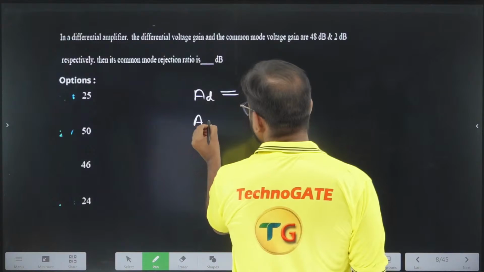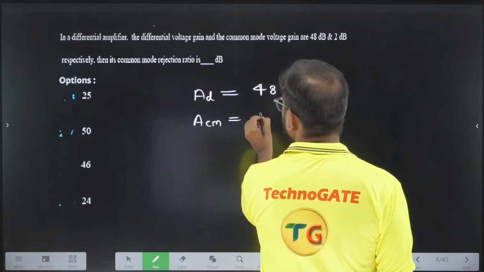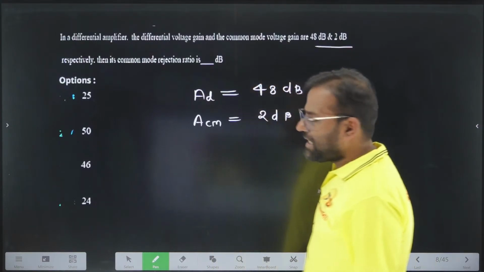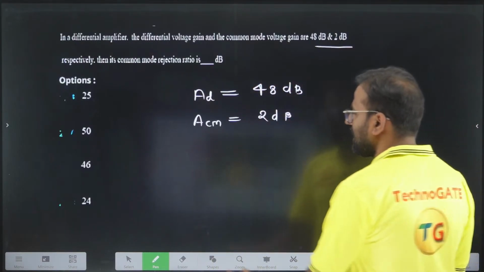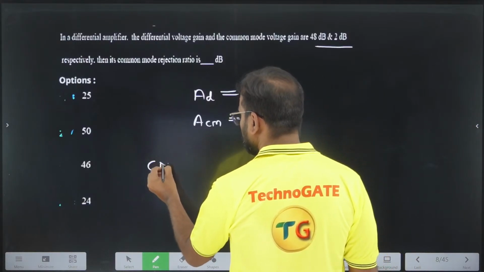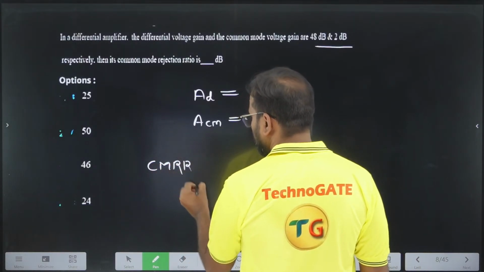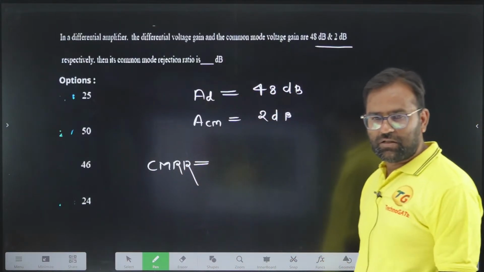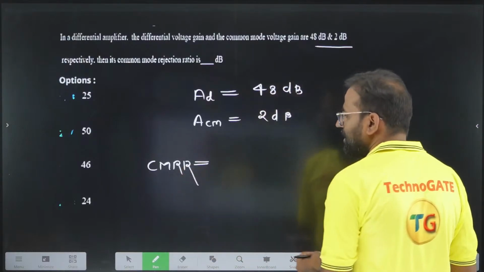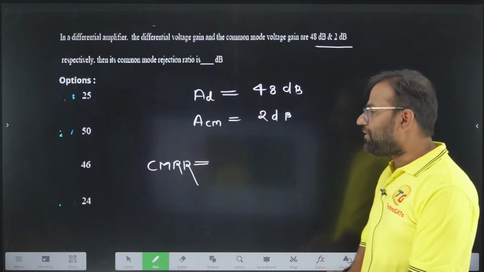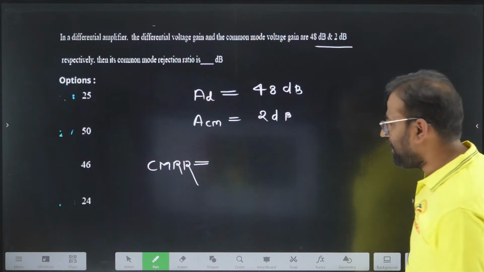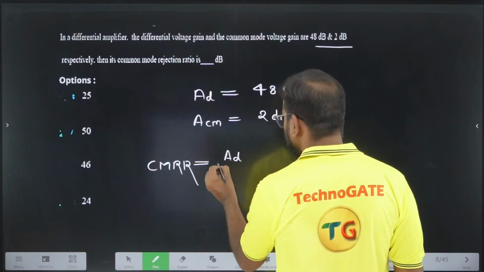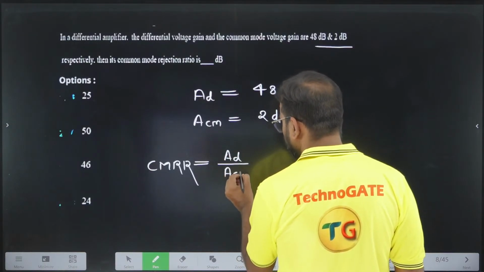Common mode voltage gain is given as minus 2 dB. These data are given. Then we are interested in CMRR. What is CMRR? CMRR is the common mode rejection ratio. It is the ability of a differential amplifier to reject the common signal, to reject the noise. For an ideal differential amplifier, CMRR must be infinity. Anyways, it is the ratio of differential gain divided by common mode gain.